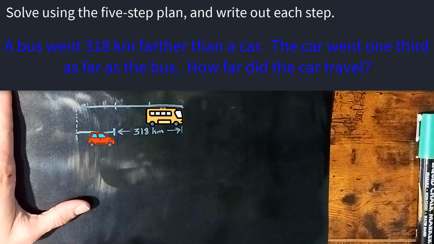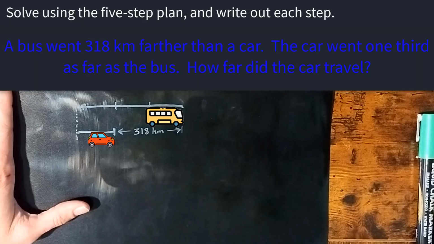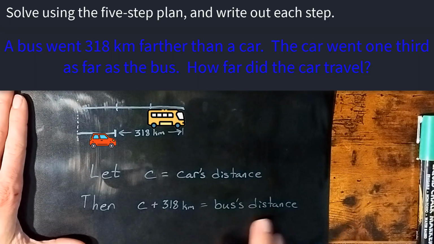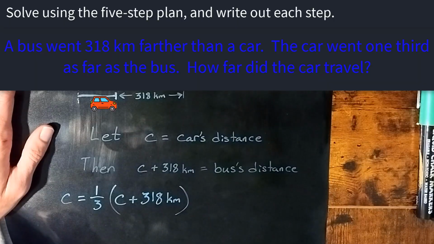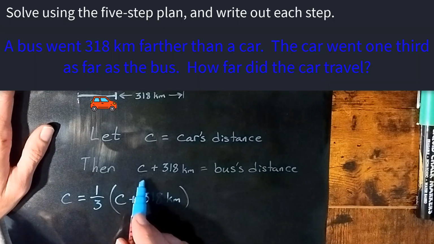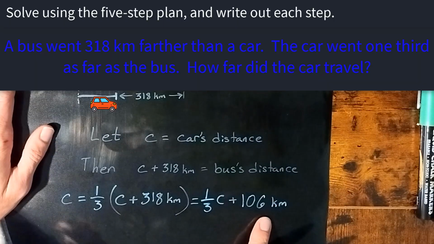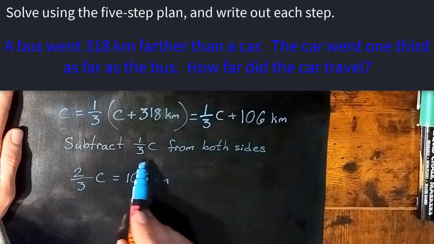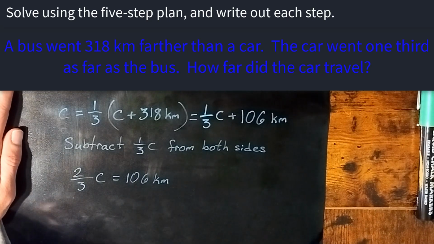After reading the problem, I drew a little sketch to help me better understand this problem. The question is asking for the car's distance, so I will set my variable to equal the car's distance. The bus traveled 318 kilometers further than the car. From the second sentence, I gather the car traveled 1/3 the distance the bus traveled. I distributed 1/3 to get 1/3 c plus 106 kilometers. After subtracting 1/3 c from both sides, I get 2/3 c equals 106 kilometers.